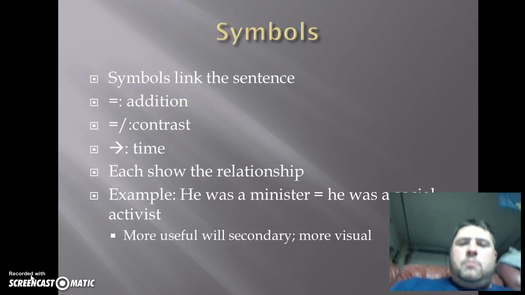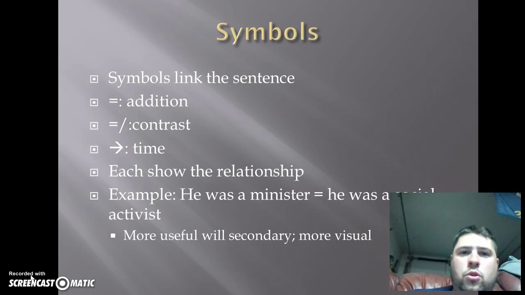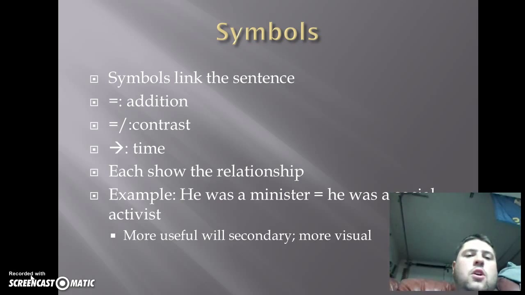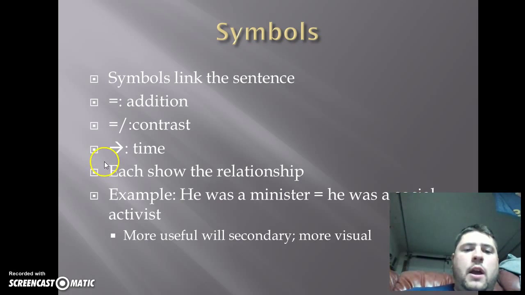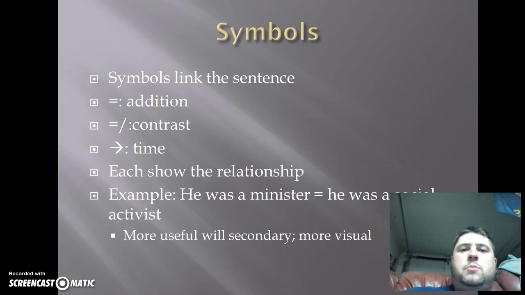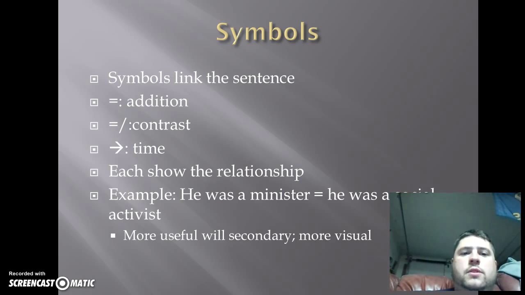Lastly, we're going to talk about symbols and how symbols relate to the proposition, sentences, and mental models. Symbols basically link the sentences. As we can see here, addition is the equal sign. The equal sign with the slash through it is a contrast sentence. The arrow is time. Each of these can show a relationship. This works better with high school and secondary students because they are more visual. They can learn by seeing rather than just doing something.